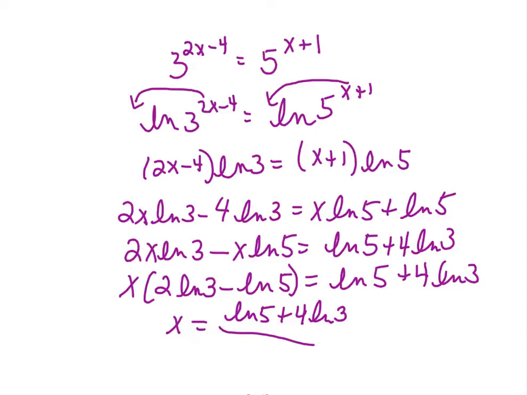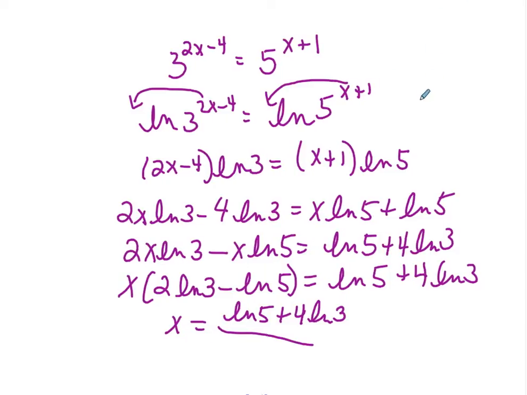Don't like how that came out. Hold on. Oh, right. But then we're going to do ln of 5 plus 4 ln of 3 over 2 ln of 3 minus ln of 5. That is the exact answer.